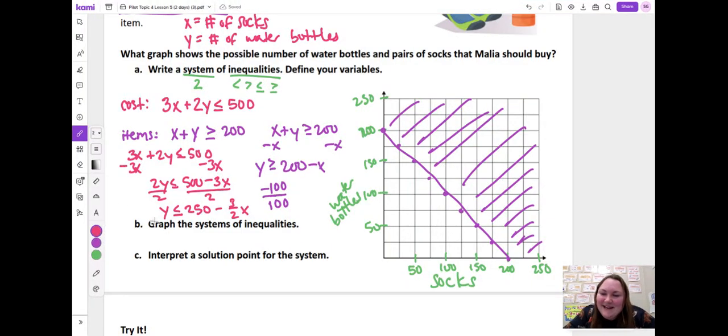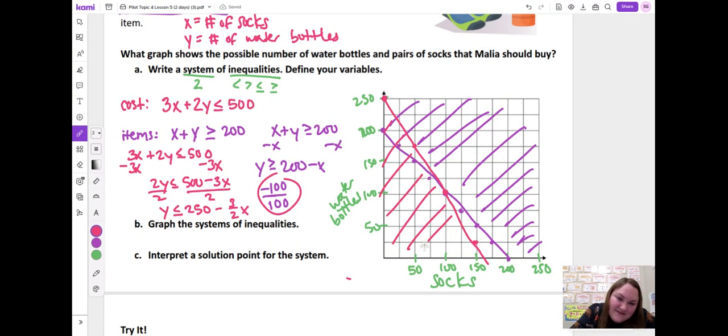For our other inequality, I'm going to do it in pink. This time our y-intercept is 250, so I'm starting there. My slope is -3 over 2. Similar to what we did here, you can use larger numbers to help you see that these would be some of the points on that line. It also has "or equal to," so I'm going to do a solid line. And then because it's less than, I am shading below the line, or down, so it's this section here.